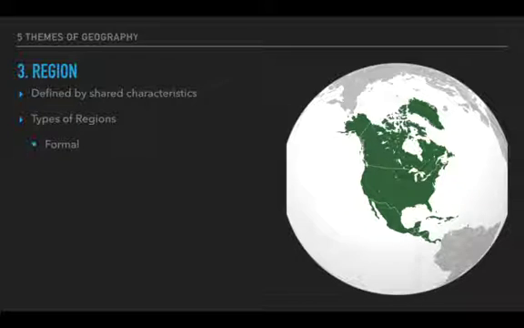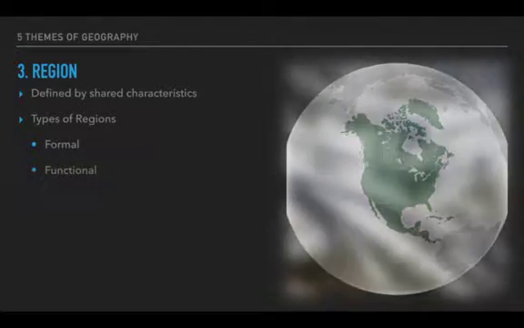Formal regions are those that are defined by related characteristics. So when we look at the United States and Canada, they are related by landmass, and they're going to be a formal region. They are tied together that way. Their climate is generally similar, and so they would be part of that formal region. Europe would also be a formal region, or maybe you might say South America as a formal region.